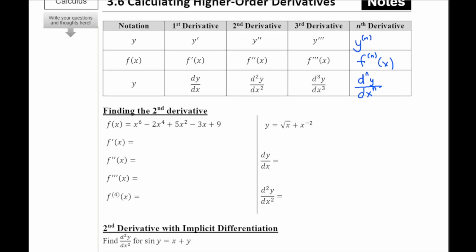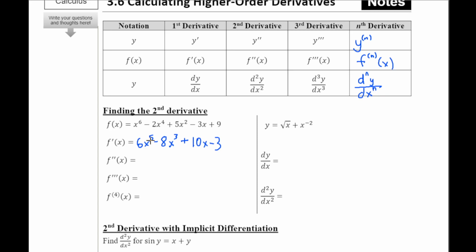So we're going to calculate a bunch of derivatives. Here we have f of x equals this whole thing. For the first derivative, just take the derivative of each term. The first derivative is 6x to the fifth minus 8x to the third plus, bring the 2 down, 10x minus 3. If you're confused with that one or need a refresher, pause and ask your teacher, but keep going.